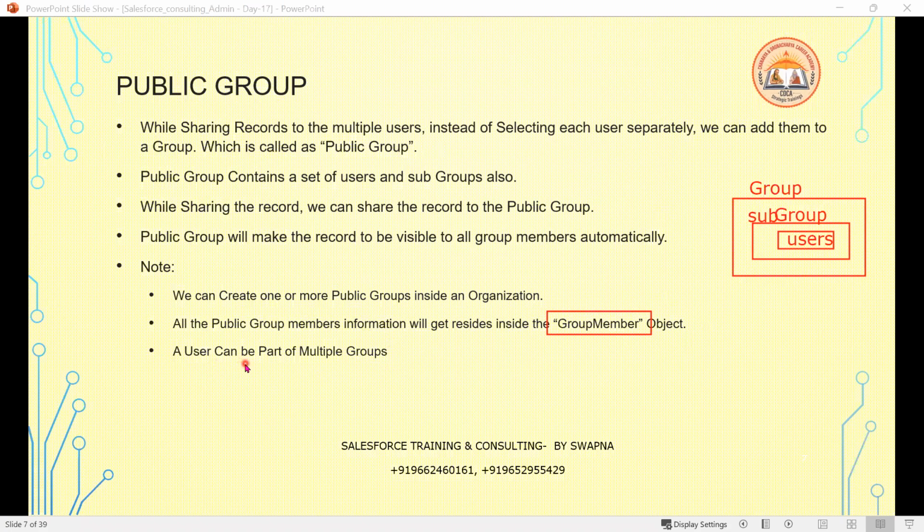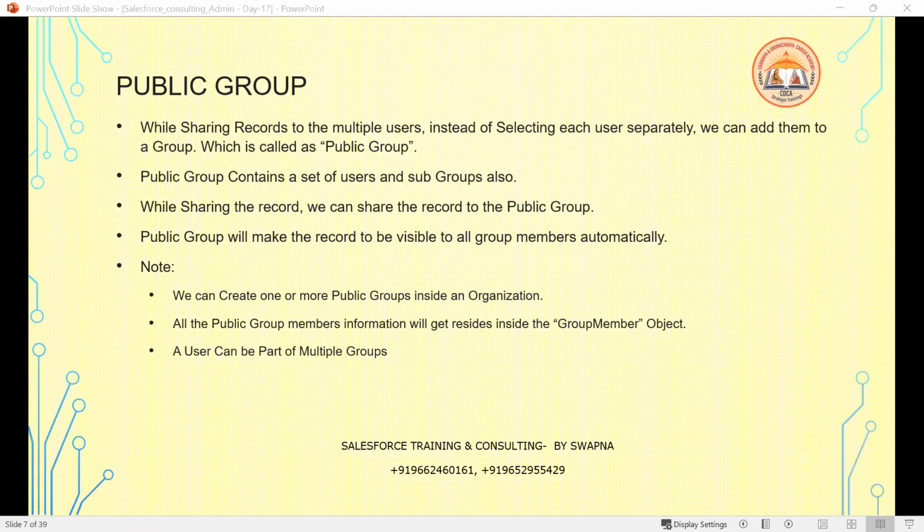And a user can be part of multiple groups. It is possible that the user is already part of this group, and it is possible that the same user can be part of another group, and another group. So we have user one, who is part of this, this, this, and this. So a user can be in multiple groups. There is no restriction that a user has to be tied to just one group.